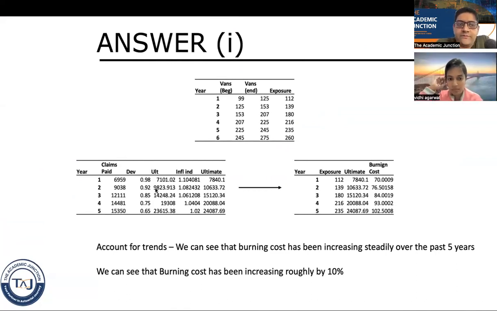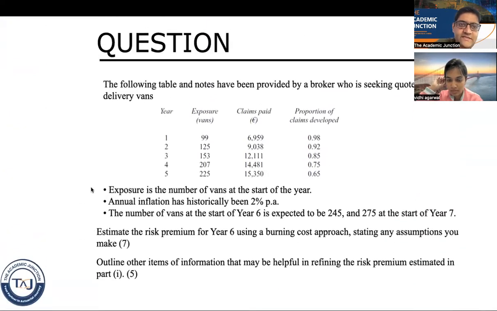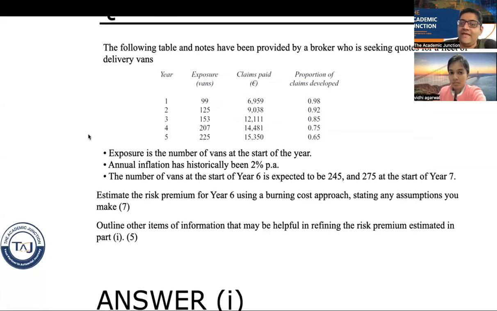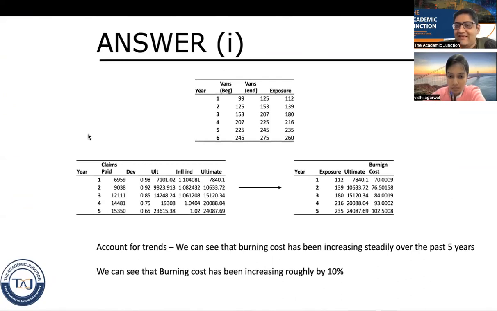Now, how do you calculate the exposure? You have vans at the beginning. The data point mentioned here is vans at the start of the year. If I have 125 at the start of year 2, it means I have 125 at the end of year 1. I got this idea because they have specifically mentioned that the number of vans at the start of year 6 is expected to be 245 and 275 at the start of year 7, which means they're giving you how many you will have at the end of year 6.